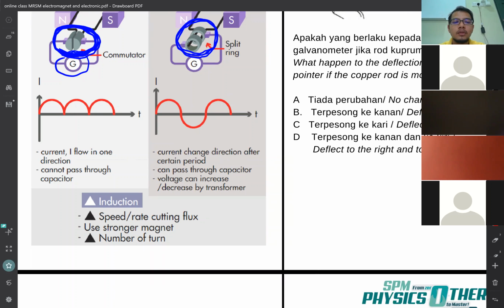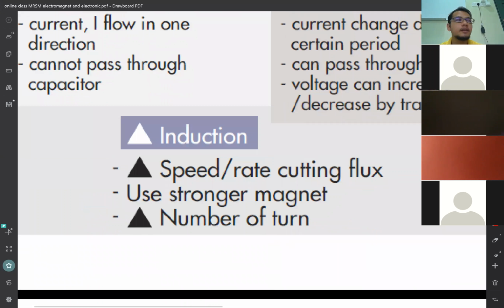Okay, so at the bottom here is induction, how to increase induction. This one is based on Faraday's law. So to increase induction based on Faraday's law, you need to increase the speed or rate of cutting magnetic field or magnetic flux. You need to use a stronger magnet, or you can increase the number of turns.